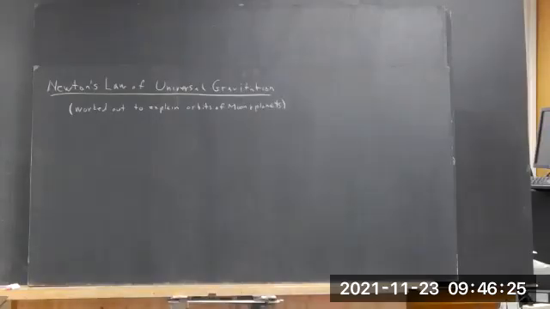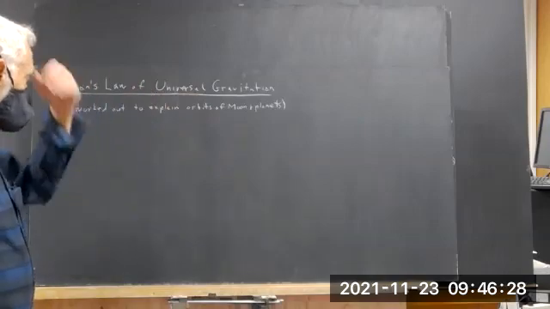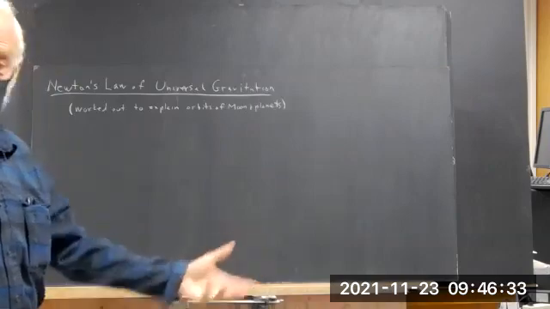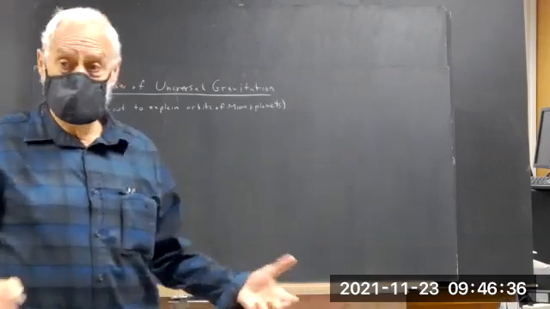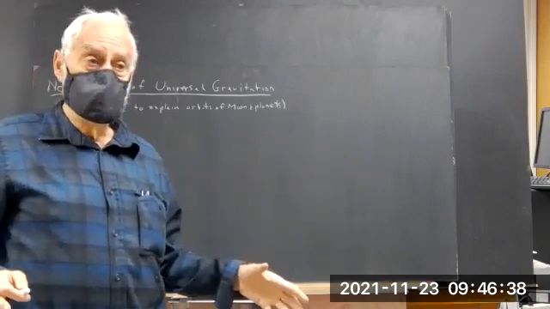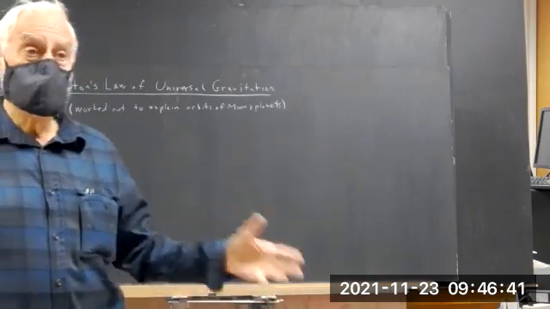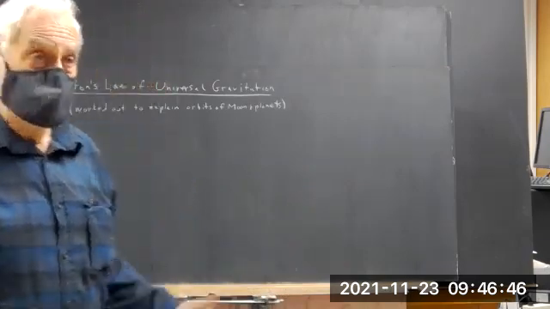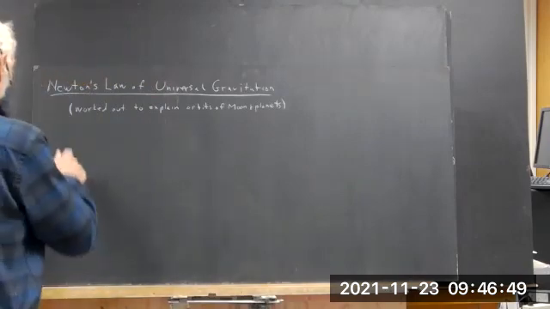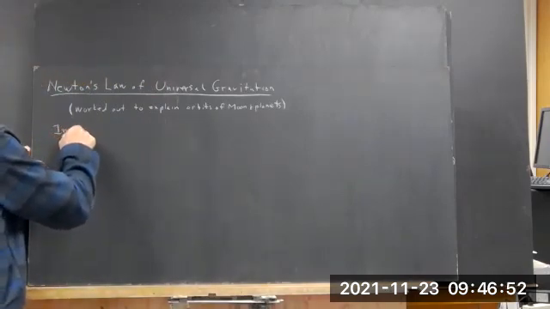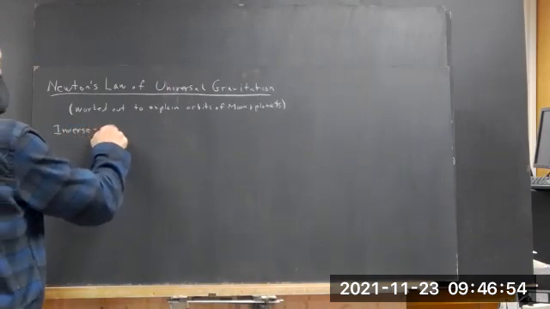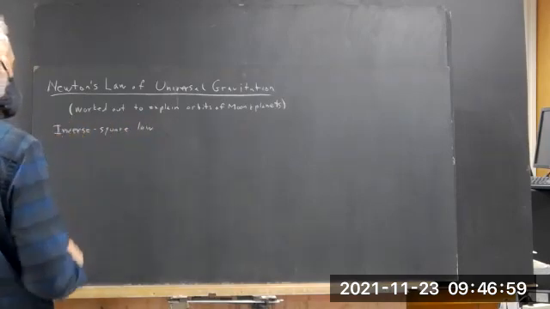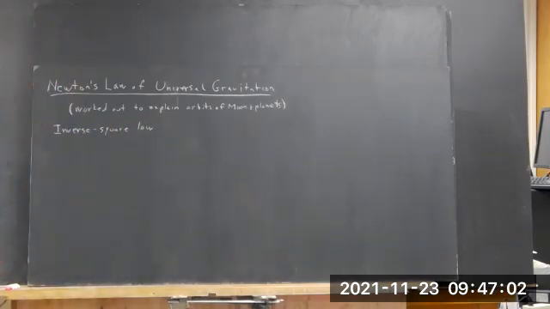Okay, we want to talk about Newton's law of universal gravitation, which Newton worked out to explain the orbits of the moon and the planets. Kepler and others had really good data on how the planets appeared to move. Newton put it all together with his law of universal gravitation, and basically, it's an inverse square law.